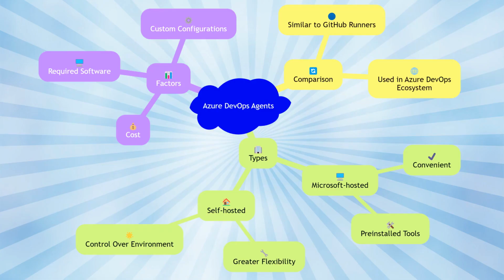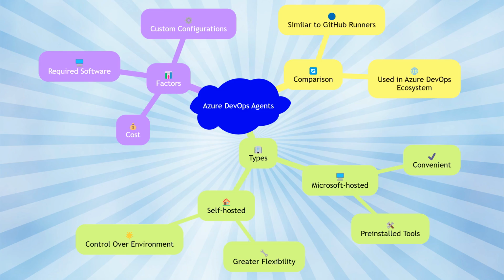Azure DevOps agents are similar to GitHub runners but are used within the Azure DevOps ecosystem. These agents can also be Microsoft-hosted or self-hosted. Microsoft-hosted agents are convenient and come with a broad range of pre-installed tools, while self-hosted agents provide greater flexibility and control over the environment. The choice between these options will depend on factors like cost, required software, and the need for custom configurations.